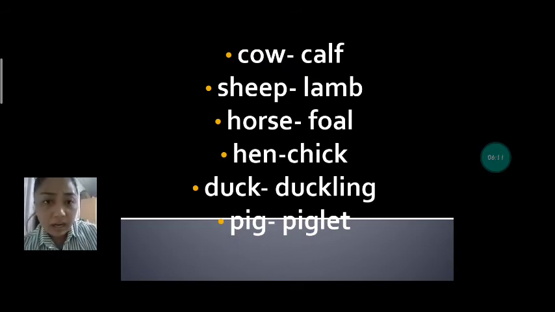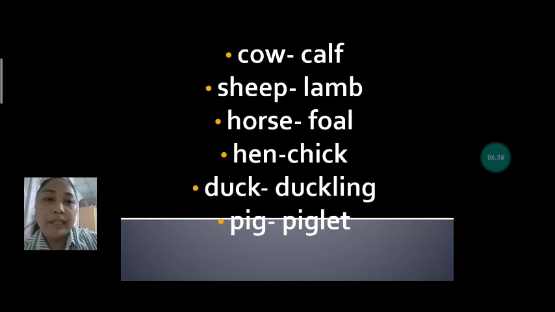How about duck? What do you call a baby duck? It's a duckling. Very good. Next is pig. What do you call a baby pig? It's a piglet. Very good.